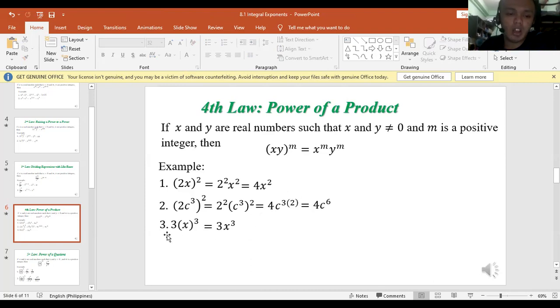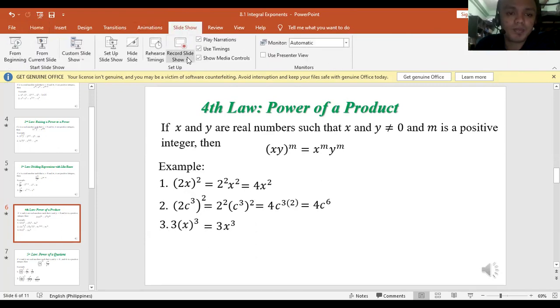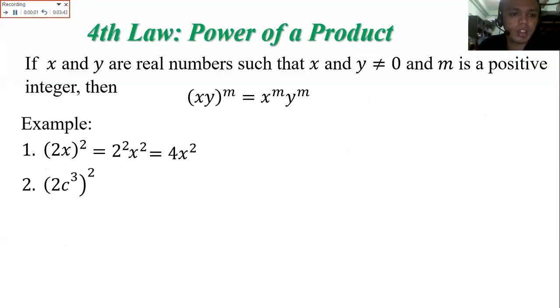Next, the 3 is outside, and the x is enclosed in parentheses for number 3, then raised to 3. So the exponent 3 can only be given to x, not to the 3 that is outside. So we have 3 times x raised to 3, which is equal to 3x cubed. Okay? Next.